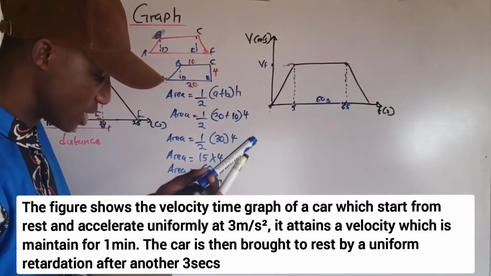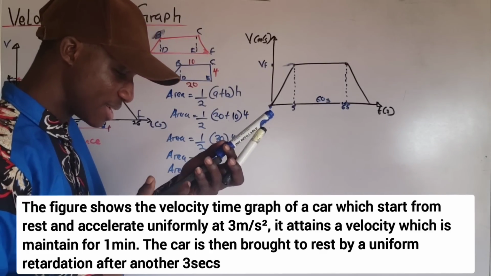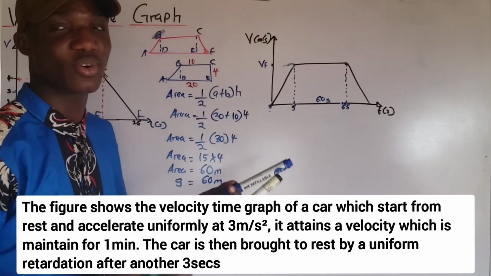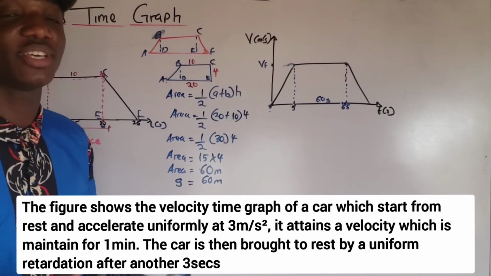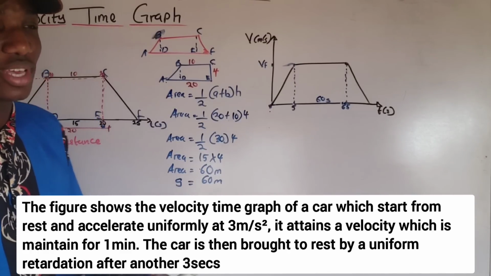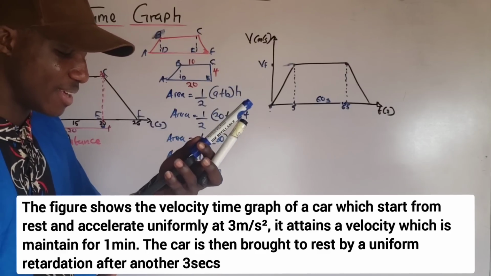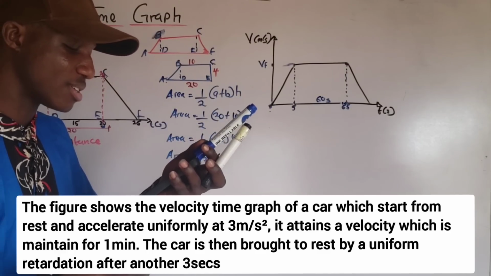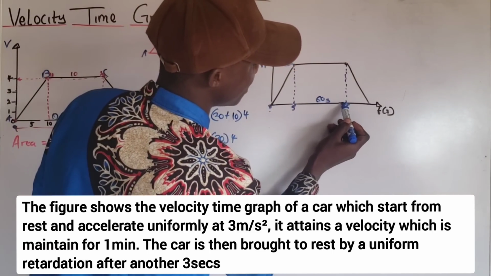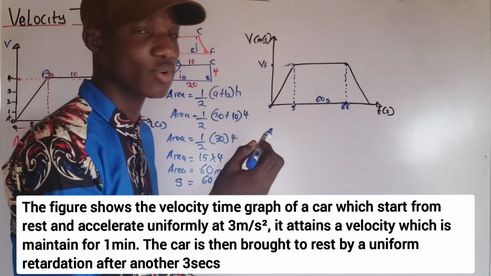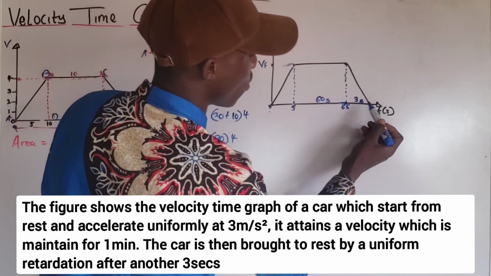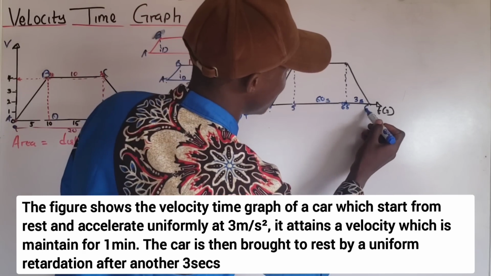Now, let's proceed with the question. The car is then brought to rest by a uniform retardation for another 3 seconds. Don't forget, in our previous class I told you retardation is negative acceleration. It is the kind of acceleration that brings the motion of an object to rest. So after undergoing retardation for another 3 seconds, it is brought to rest. So the time taken from this point to this point is 3 seconds. That means from the start to this point is 65 plus 3, which gives 68 seconds.